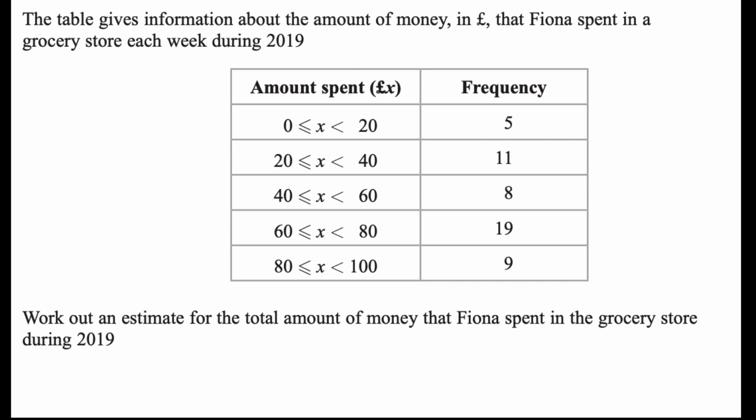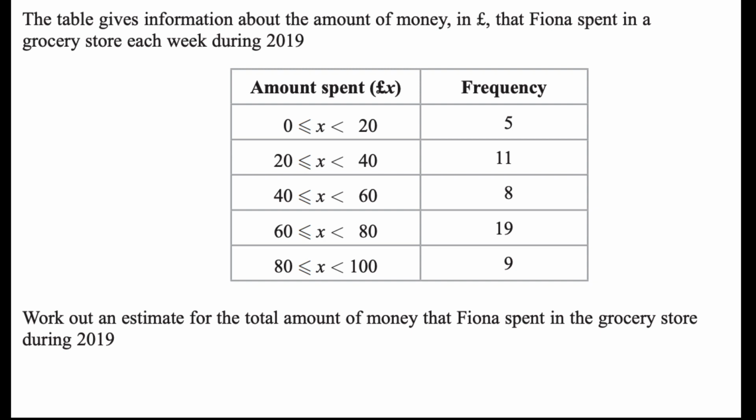It's very important with these questions that you read it very carefully before you attempt an answer, and that's because something very particular goes wrong with these questions, which we'll talk about when we get to the examiner's report. Anyway, Fiona's going shopping apparently, and you can see how many times she's been shopping.